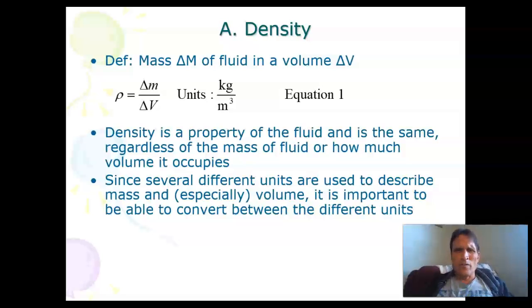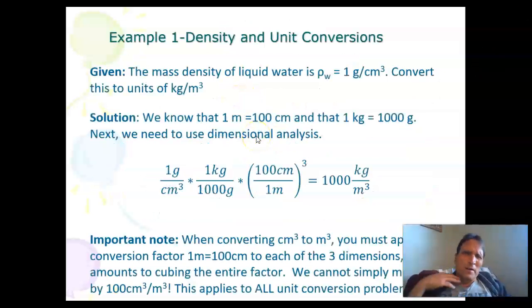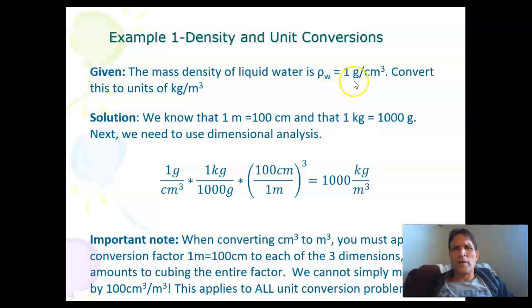Now there's several different units that are used to describe mass and volume. So the standard unit is kilograms per meter cubed, at least in SI units. But you may often see it written as grams per centimeter cubed, or in other units. And so in this course, we're going to have to work back and forth between various units. And so here's a simple example involving water.